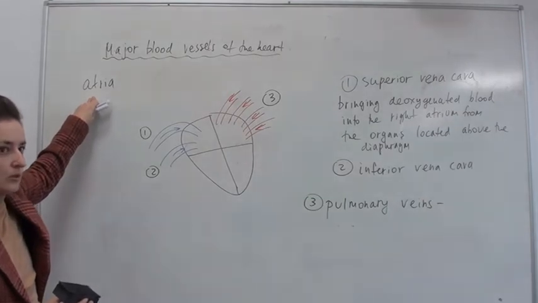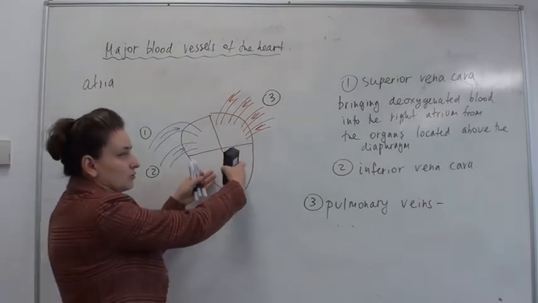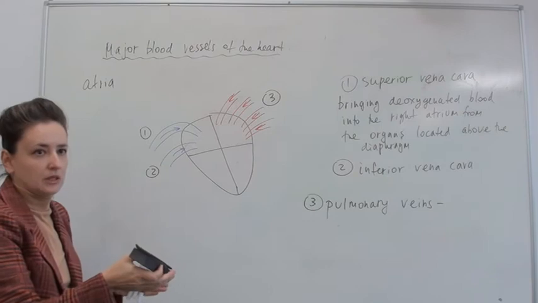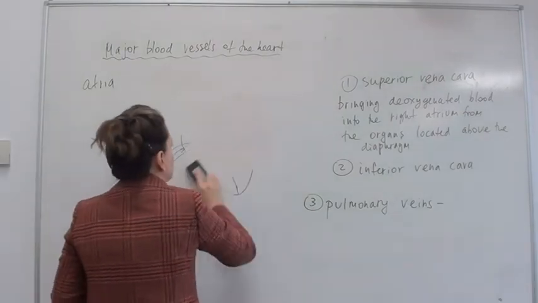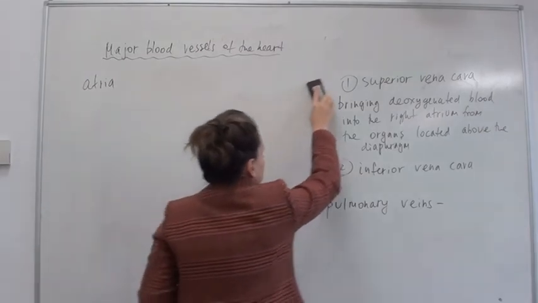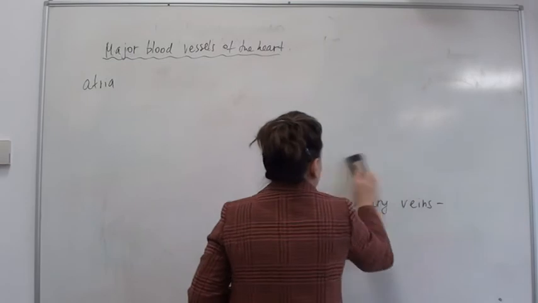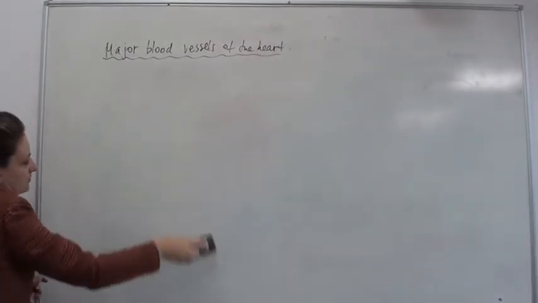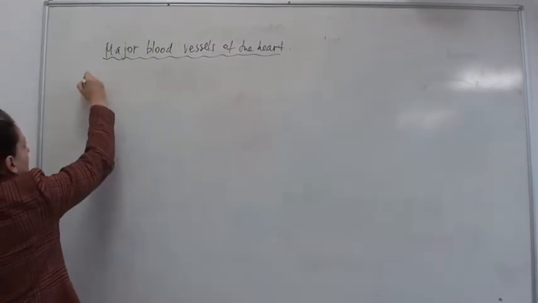So we're going to do another drawing for ventricles. I could have carried on and drawn it on the same diagram, but it's just going to make everything look really, really crowded. So that's why I'm going to separate them out. So next drawing, let me just wipe this off. So this time we are looking at the major blood vessels coming in or leaving ventricles.